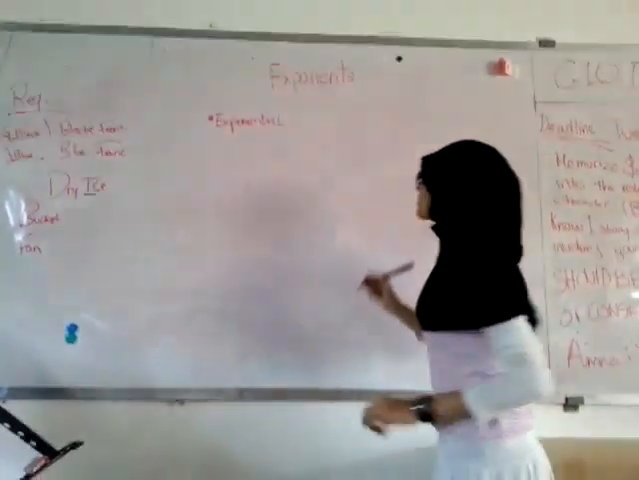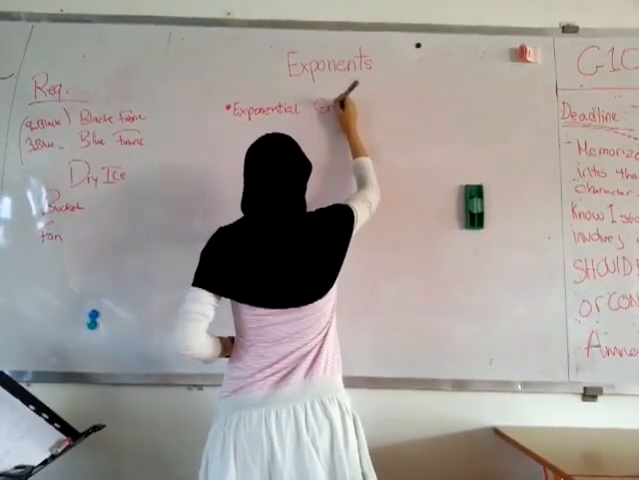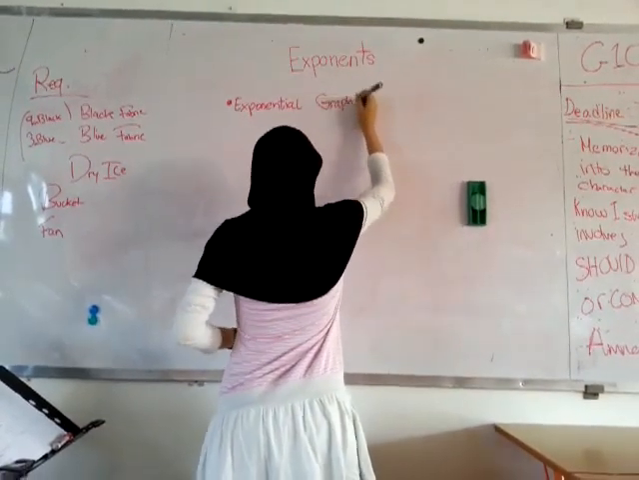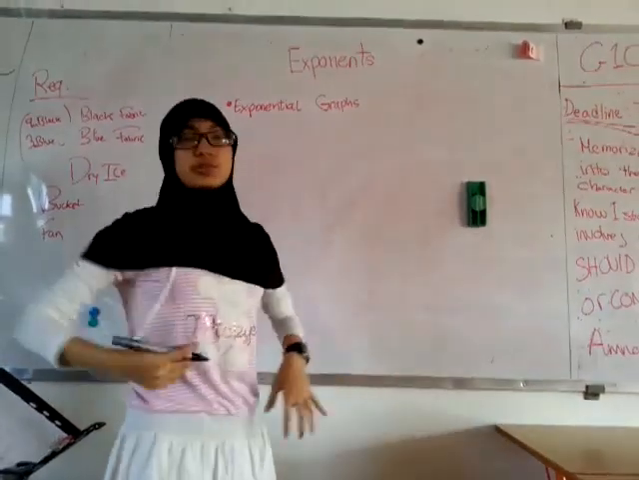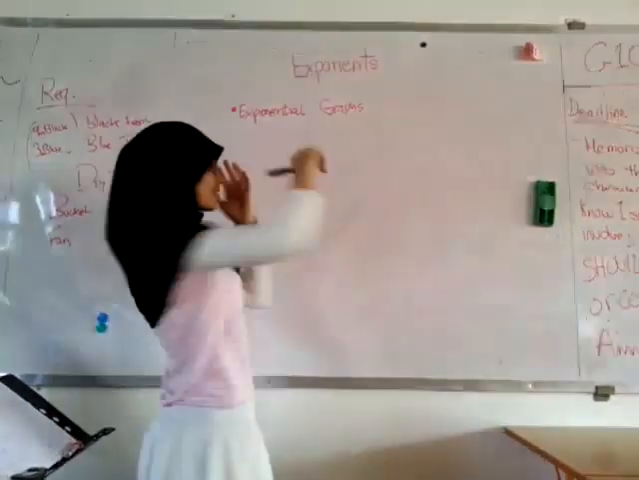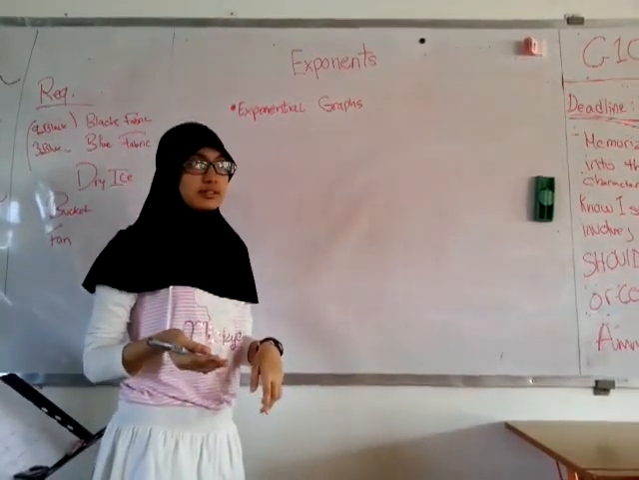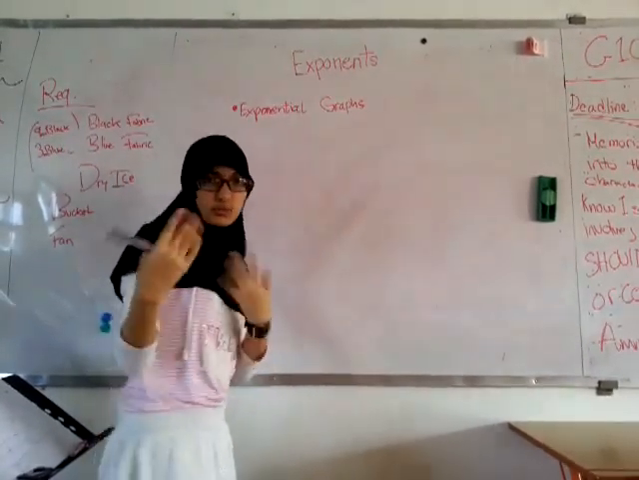The next lesson about exponents is going to be exponential graphs. How do we graph an exponential equation? There are 4 steps in graphing. I think 3. Watch me do it.